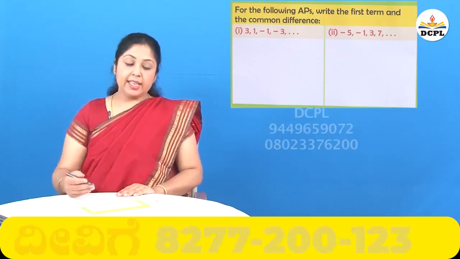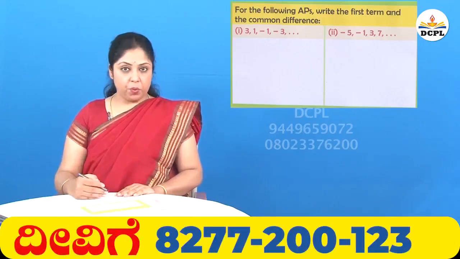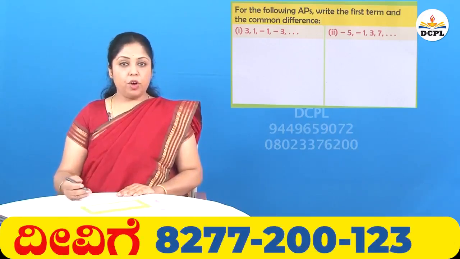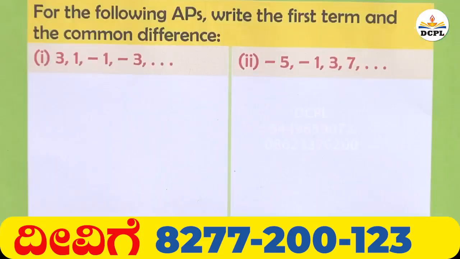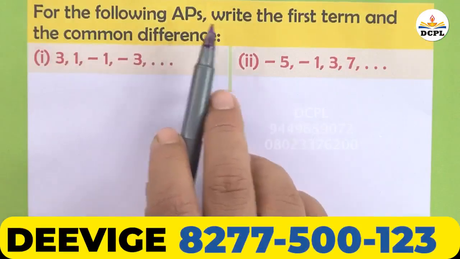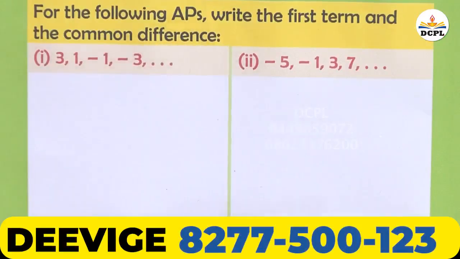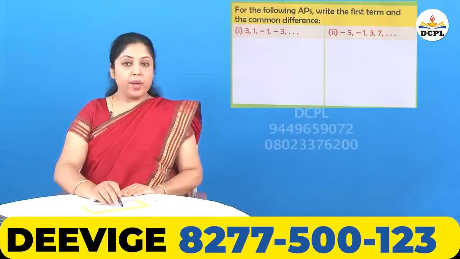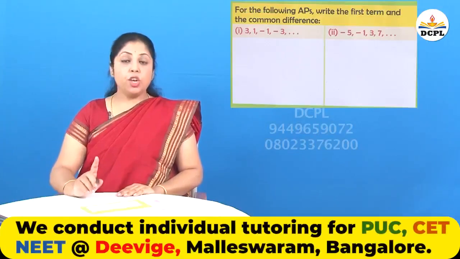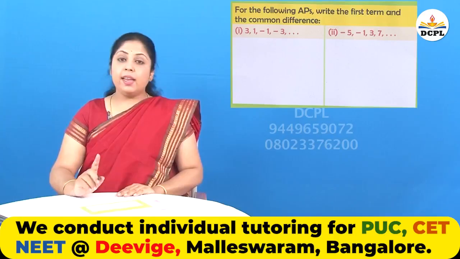But here they have given you the arithmetic progression and you are supposed to find out the values of A and D. Since the question already says "the following APs", the first step is to check whether the particular sequence is an AP.